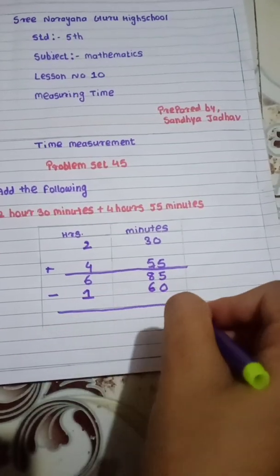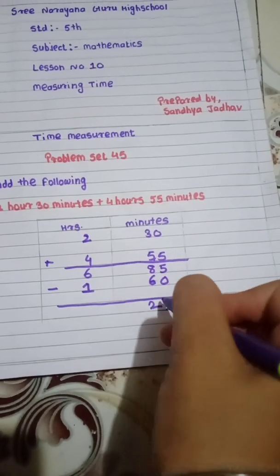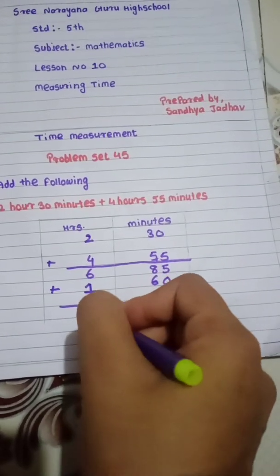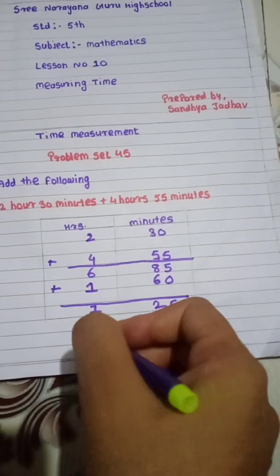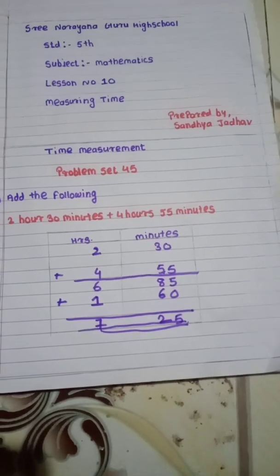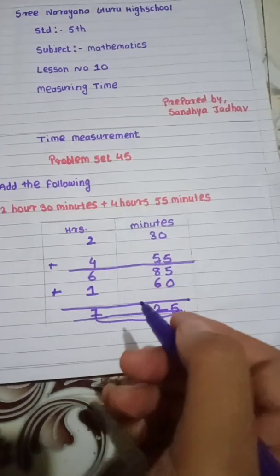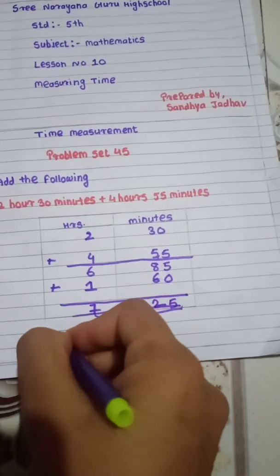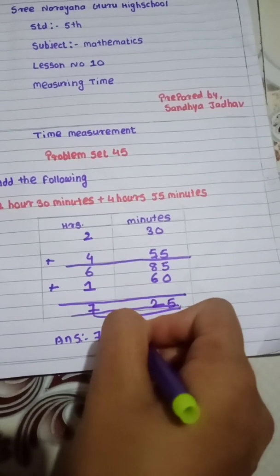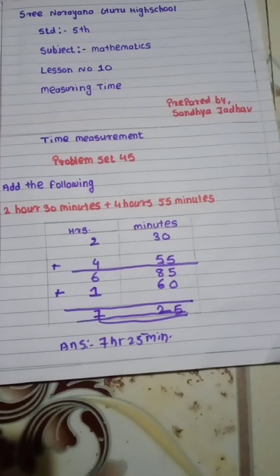Now I'll do the subtraction. Here 5 minus 0 is 5 and 8 minus 6 is 2. Okay, and 6 plus 1 is 7. Okay students, understood? So what is the answer I am getting? My answer is 7 hours 25 minutes. So I will write the answer over here. Answer 7 hours 25 minutes. Okay students, understood?